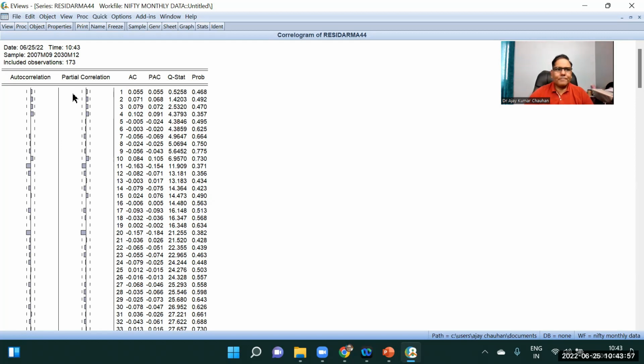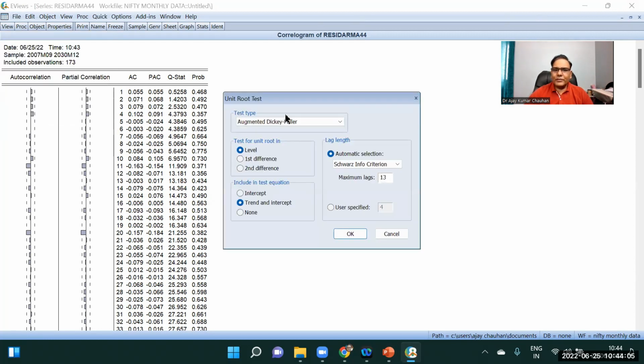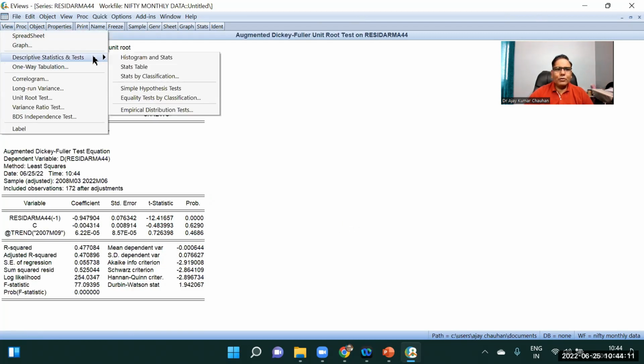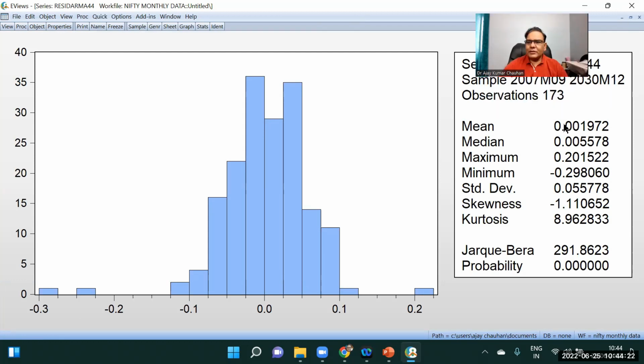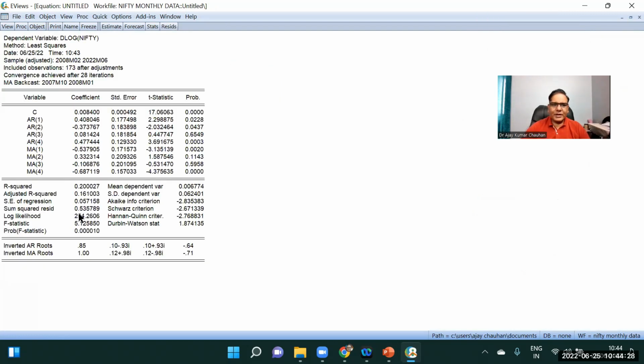And the second thing which you need to check is the unit root test of the error term. It must be stationary. Then you have to check the normality. Yeah, seems to be normal. Some outliers are there. Mean is almost 0. Fine. So this is the diagnostic testing. Diagnostic testing means whether the error terms are having any information left or not. So we have seen in the correlogram that there is no information left. So now we can see that this model is better.